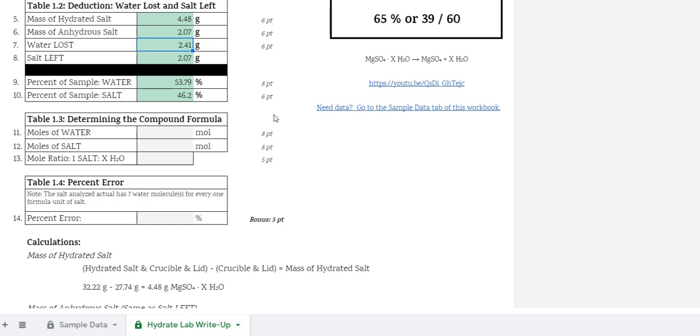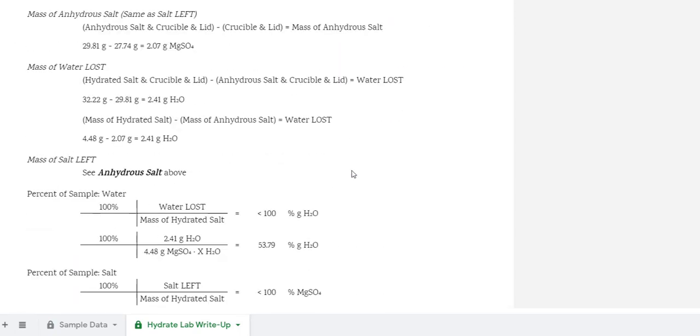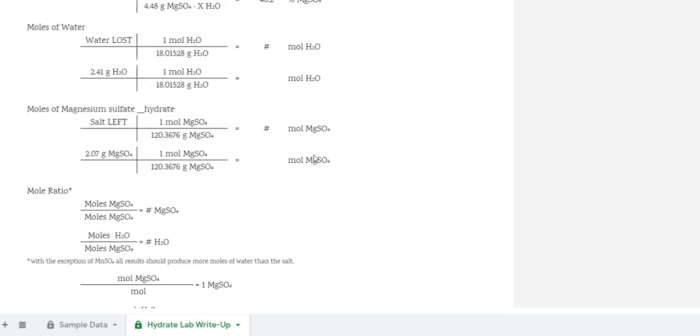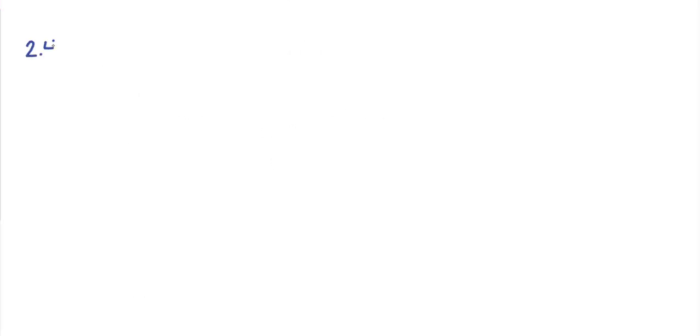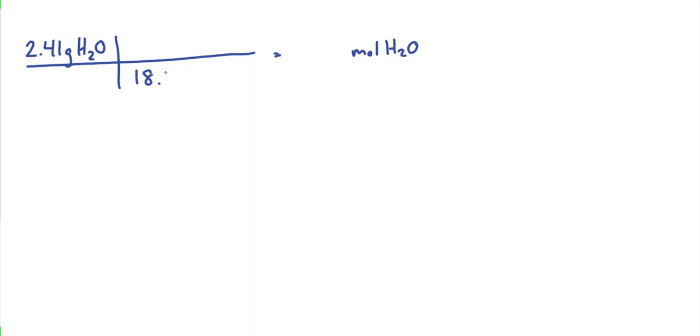So if we go ahead and take our part that is water and divide by water's molar mass, then we should be able to get moles of that. And if we take our part that is salt and divide by its molar mass, we should be able to get that. So you can see I'm taking my 2.41 grams of water. I'm going to divide by the molar mass of water. I'm showing it here in dimensional analysis so that we can see that grams cancels and that moles will be left. And a mole of water is about 18 grams.